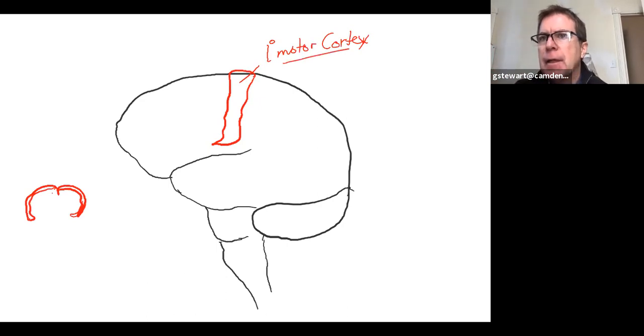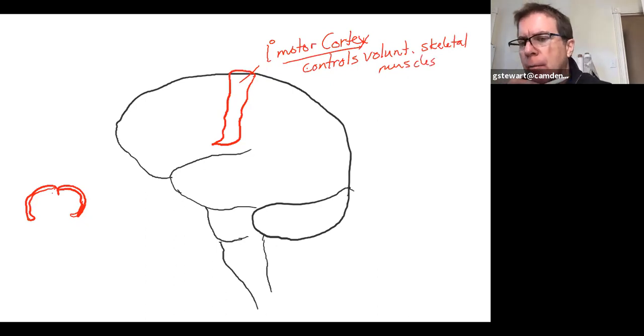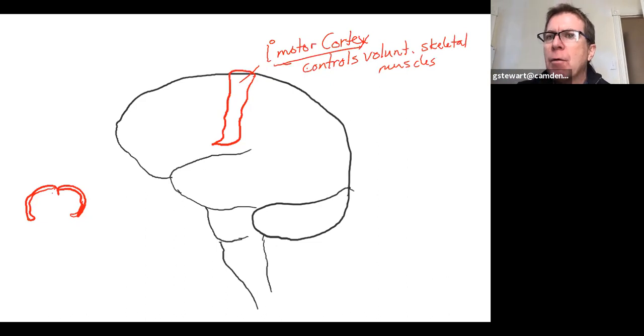This specifically controls voluntary skeletal muscles. When you raise your hand, take a step, move your arm, anything that's done to voluntary skeletal muscle is under the control of this primary motor cortex.